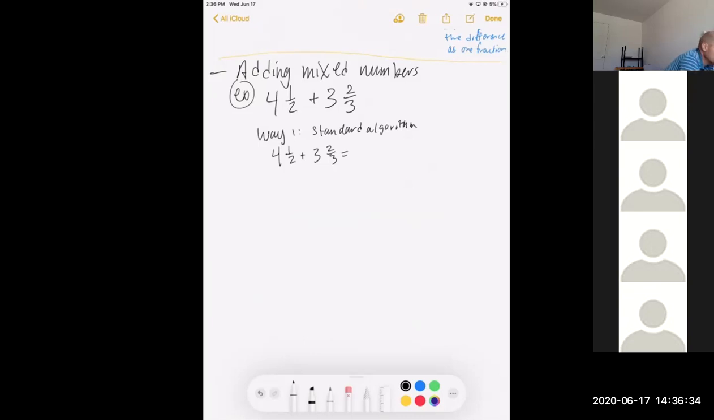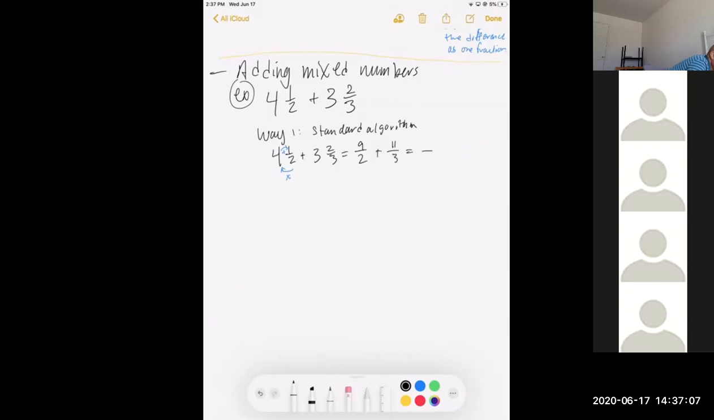Way number 1 is using the standard algorithm, which means that I convert everything into improper fractions and add those. So let's go ahead and do that real quick. 2 times 4 is 8. And as a reminder, changing them into improper fractions, you multiply the denominator by the whole number, and you add that to the numerator. And then you put everything over the denominator. So 2 times 4 is 8 plus 1 is 9. 3 times 3 is 9 plus 2 is 11.